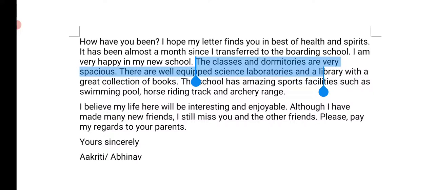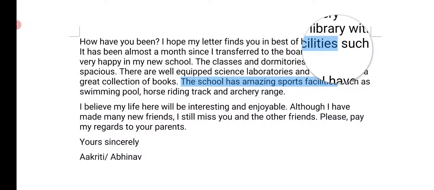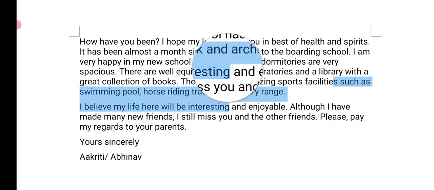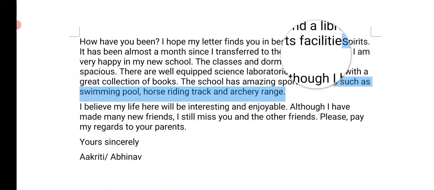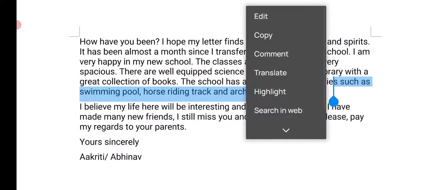And yes, the sports facility, right? Because everybody loves sports, especially children. The school has amazing sports facilities such as swimming pool, horse riding track, archery range. So you have described everything. This is what you can include.